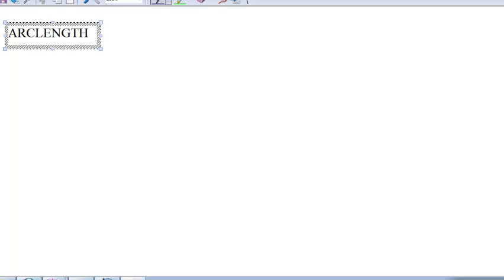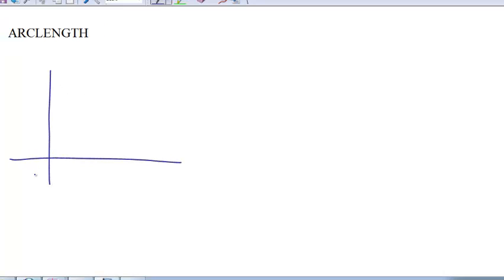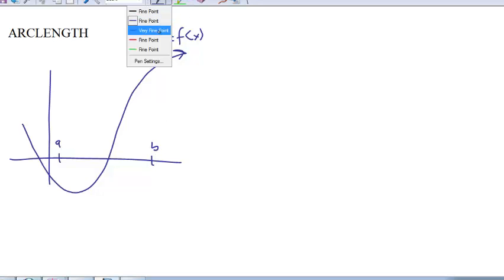Okay, we're going to be talking about arc length today. That is to say, if you have some sort of function, y equals f of x, and you have some points a and b. Let's say you want to know what is the length of this curve from a to b? That is called the arc length. And that's what we want.